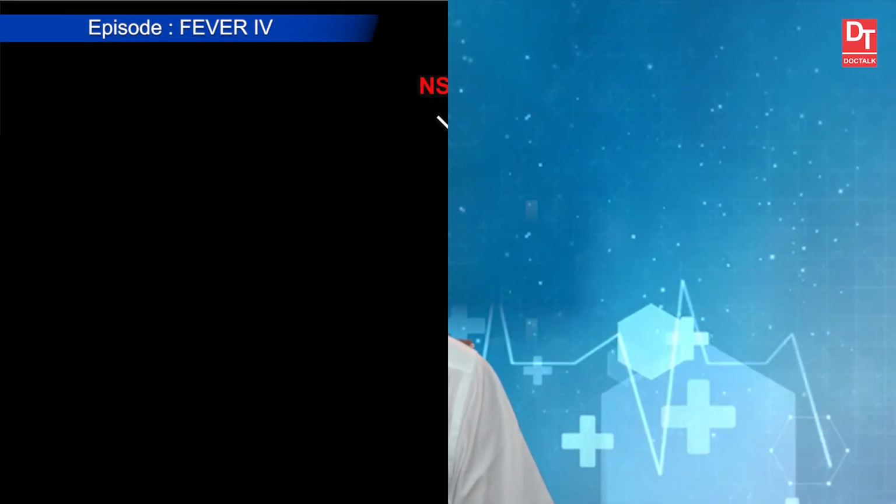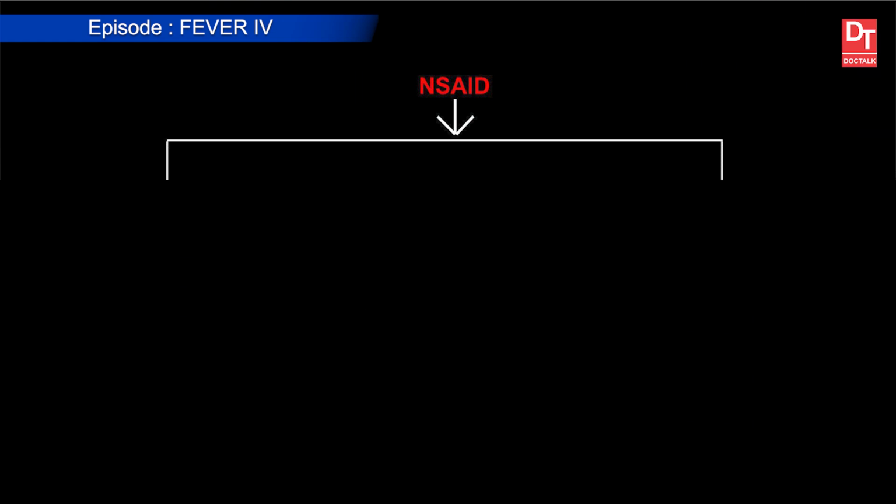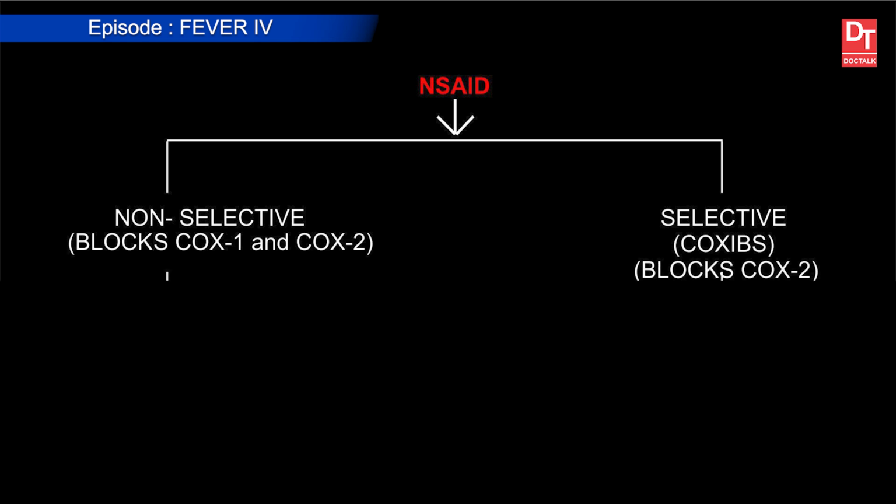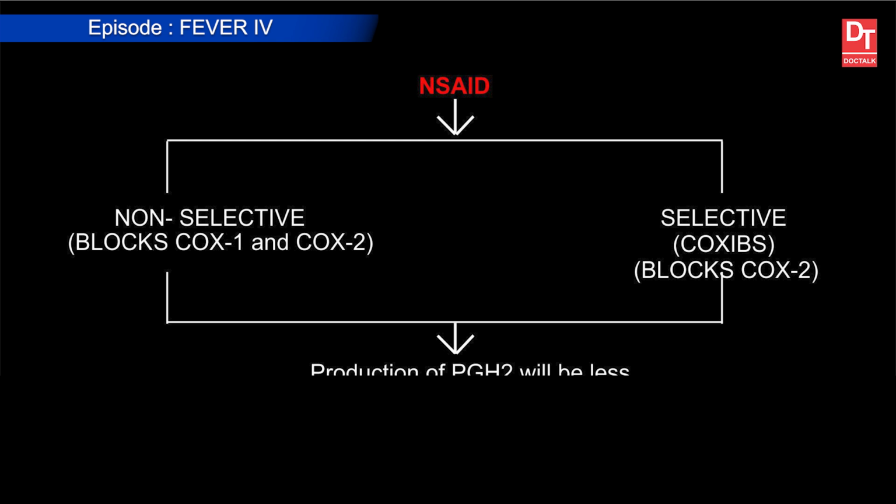So, non-selective ibuprofen like that, they are blocking COX1 and COX2, and coxibs, they are blocking COX2. So, NSAID, if it is non-selective, they block both COX1 and COX2, and if it is coxib, they block only COX2. So, in that case, blocking COX1 and 2 by non-selective and blocking COX2 only by selective NSAIDs, production of PGH2 will be less and ultimately PGE2 production will be less and the temperature will come down.